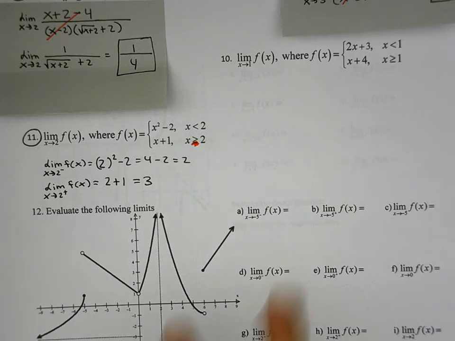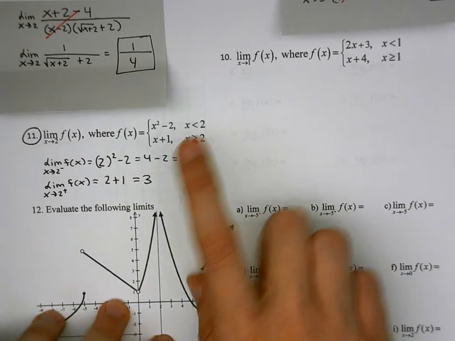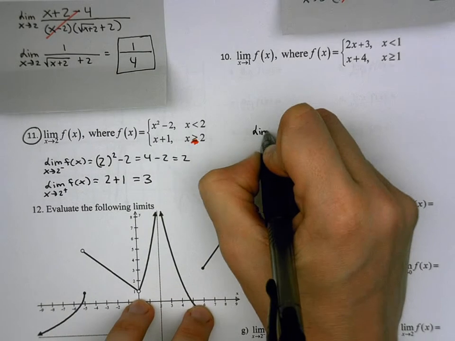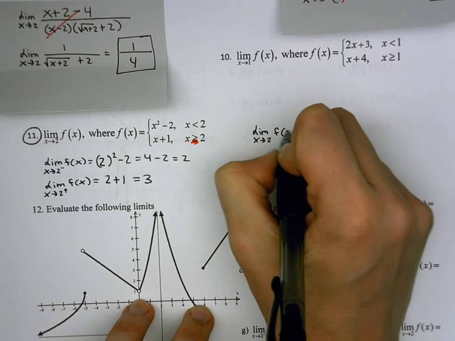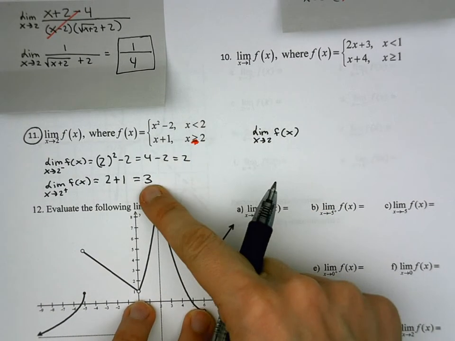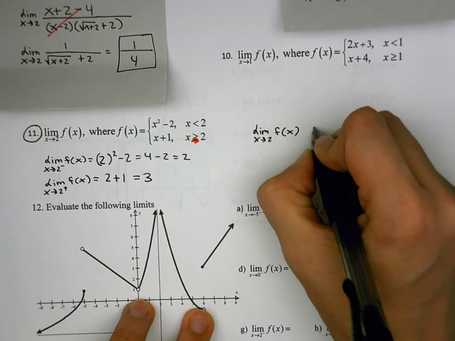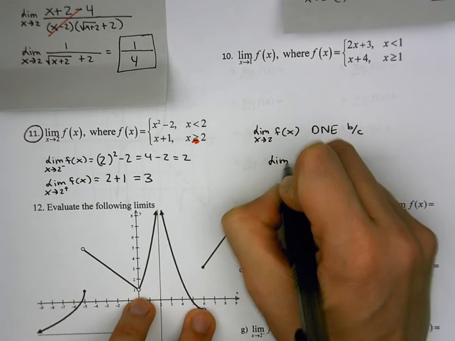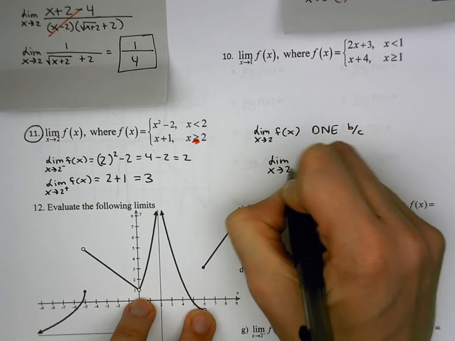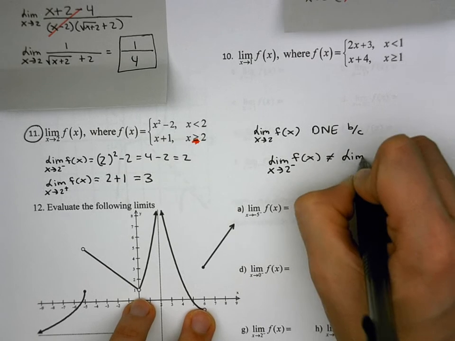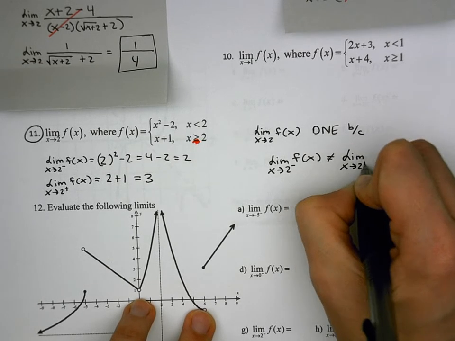Okay? And then you're asking yourself, okay, we've done the left, it's 2. We've done the right, it's 3. Are they equivalent? Okay, no. And so therefore, my limit as x approaches 2 of f of x doesn't equal 2 because they don't both equal 2. It doesn't equal 3 because they don't both equal 3. It does not exist because they do not agree, or more mathematically, the limit as x approaches 2 from the left of my function does not equal the limit as x approaches 2 from the right of my function.